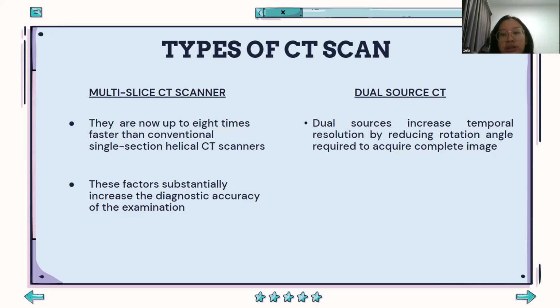The last one is the dual source CT. The dual source increases temporal resolution by reducing the rotation angle required to acquire a complete image. It uses 2 X-ray units, which makes it possible to use dual energy imaging. It also provides temporal resolution of approximately a quarter of the gantry rotation time, independent of the patient's heart rate, and without the need for multi-segment reconstruction techniques.